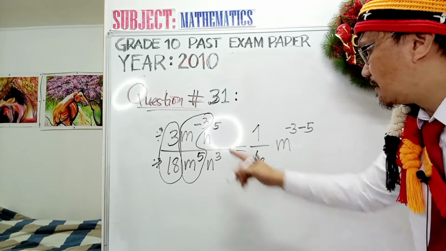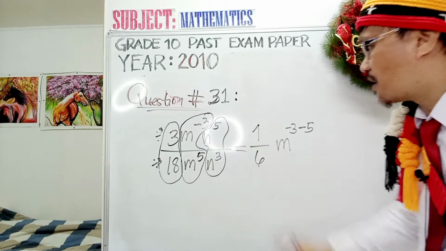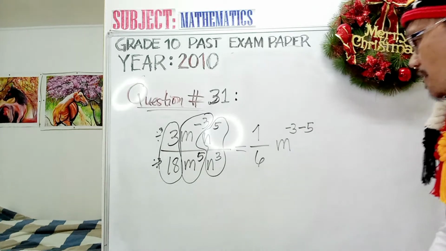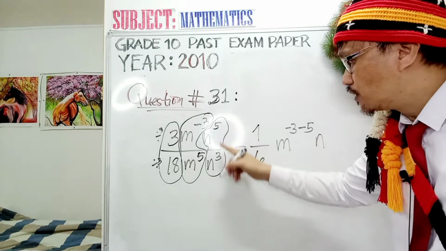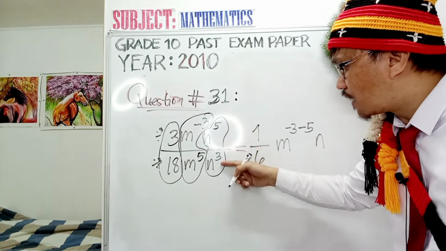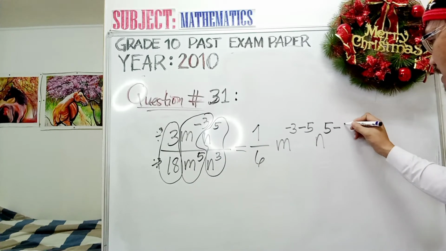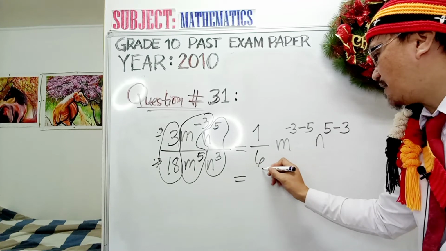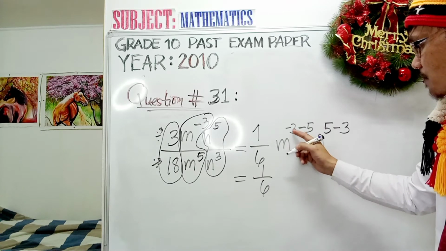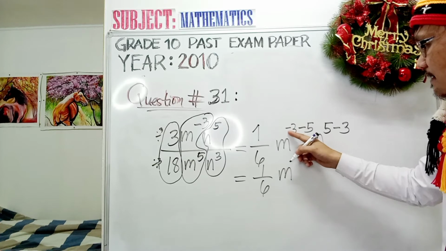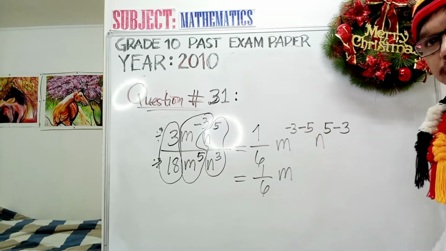The next one is n to the power of 5 divided by n to the power of 3. So copy the common base n, and then by rule number 2, you subtract the powers: 5 minus 3. Therefore, the answer would be 1 over 6, and this is m to the power of, so this is m. What is the result when you subtract negative 3 minus 5?